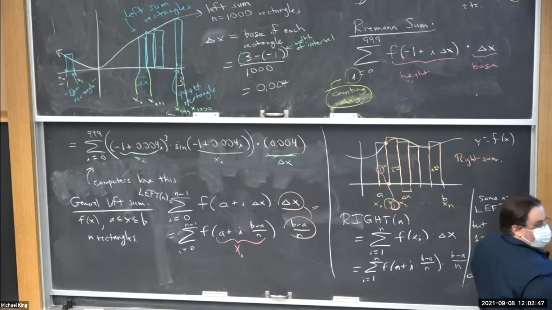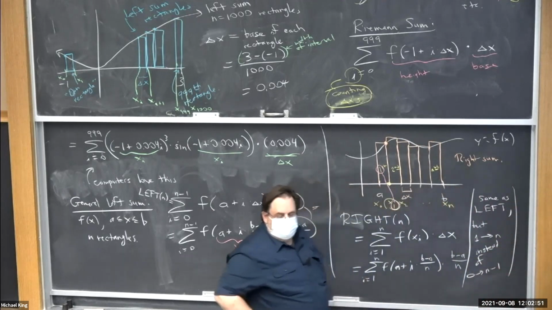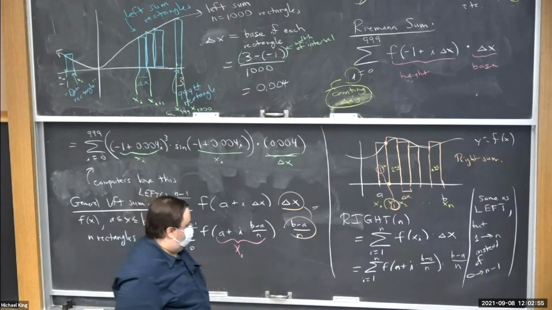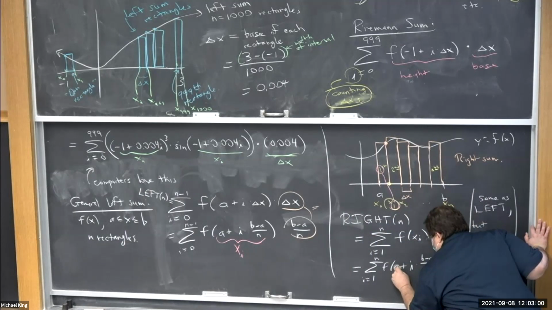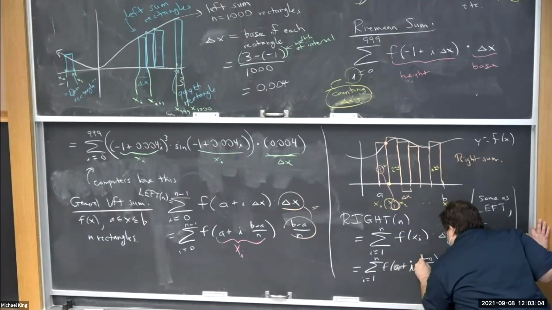Sorry, I don't know if people over this side of the room can see what I wrote. Yeah, please. Right here. I wrote it very small, this is a plus i times b minus a over n.